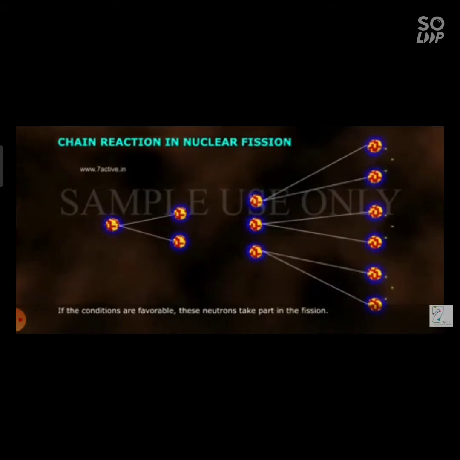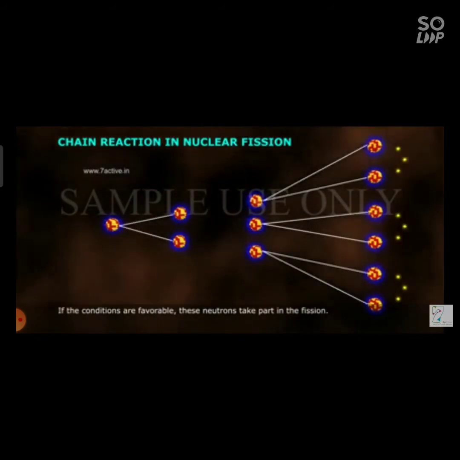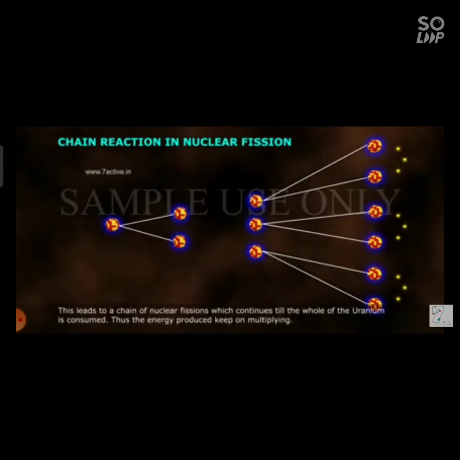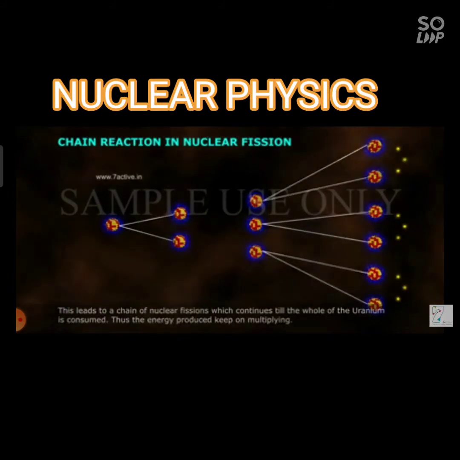If the conditions are favorable, these neutrons take part in the fission. This leads to a chain of nuclear fissions, which continues till the whole of the uranium is consumed. Thus, the energy produced keeps on multiplying.